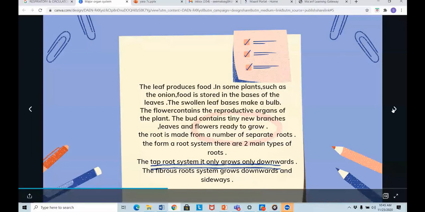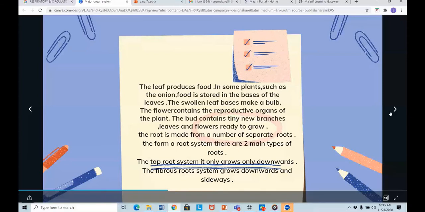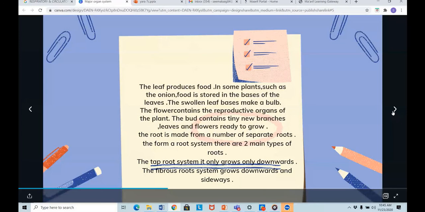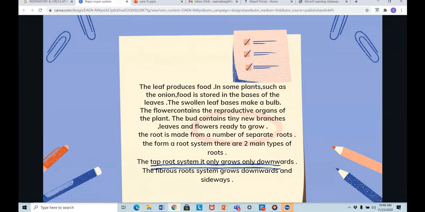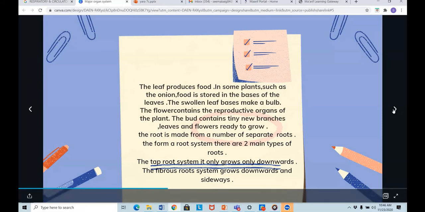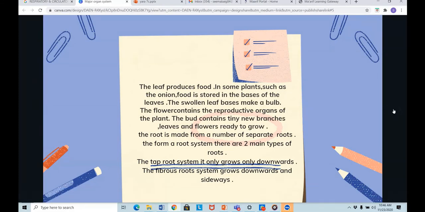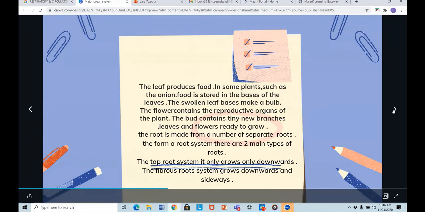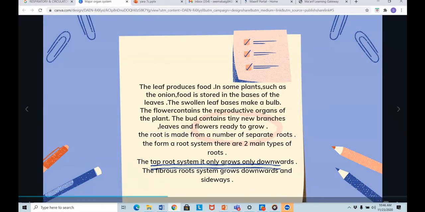The leaf produces food. In some plants, such as the onion, food is stored in the bases of the leaves. The swollen leaf bases make a bulb. The flower contains the reproductive organs of the plant. The bud contains tiny new branches, leaves, and flowers ready to grow. The root system is made from a number of separate roots. There are two main types of root system. The taproot system grows only downwards. The fibrous system grows downwards and sideways.